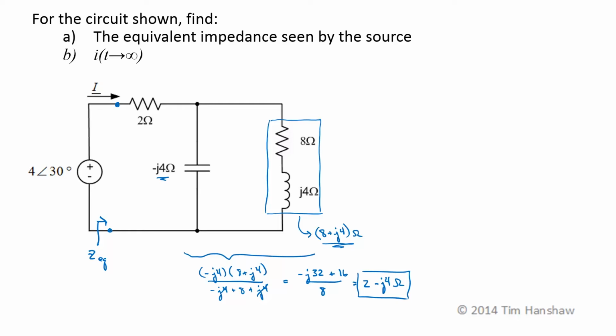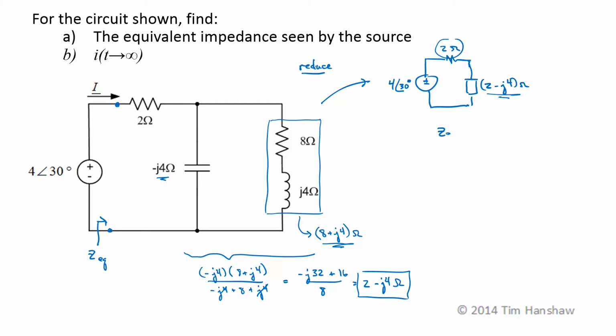Now finally, this circuit, if we reduce it, turns out to be 4 at an angle of 30 degrees. Now I have 2 ohms, and I have this equivalent impedance over here, which is 2 minus j4 ohms. This 2 ohm resistor is now in series with this impedance, so the equivalent impedance is just going to be 2 plus 2 minus j4, which is 4 minus j4 ohms. So there's our answer for part A.